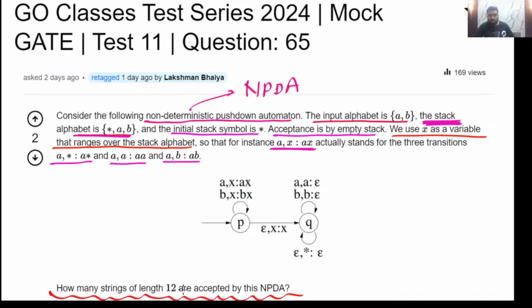So first you find out the language of this PDA. Yes or no? First you easily find out the language of this PDA. Basically, what is this PDA doing?